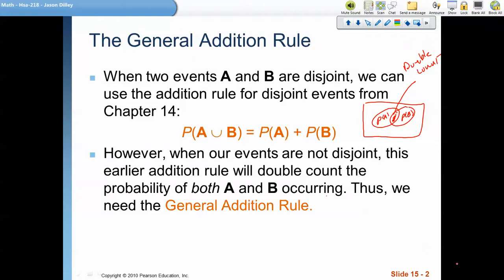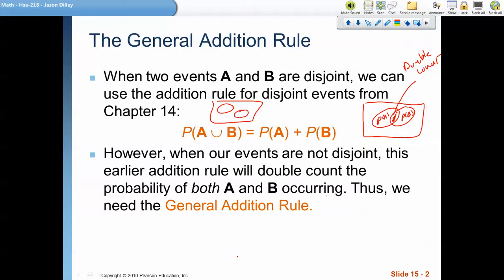So for all probabilities, we can make up a Venn diagram to represent it visually. When we have disjoint events, it was like this, and when we add up the two circles, there's no problem. That's why we can't use this version of the addition rule when we have events that are not disjoint. If both P of A and P of B can happen at the same time, then this original addition rule doesn't work because that area gets double counted.